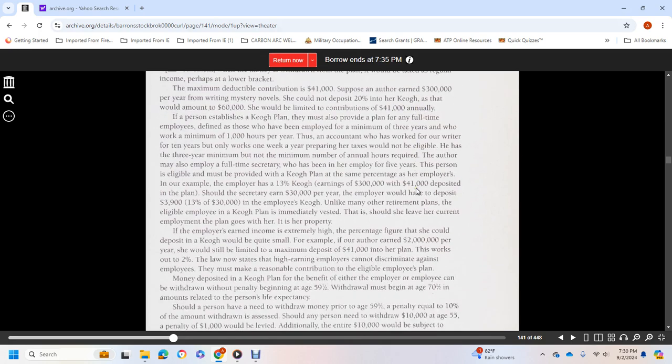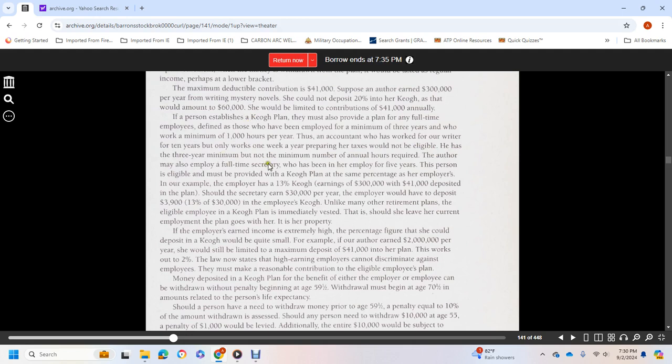If a person establishes a Keogh plan, they must also provide a plan for any full-time employees, defined as those who have been employed a minimum of 3 years and who work a minimum of 1,000 hours per year. Thus, an accountant who works for a writer for 10 years, but only works 1 week a year preparing her taxes, would not be eligible. There is a 3-year minimum, and also a minimum of annual hours required.